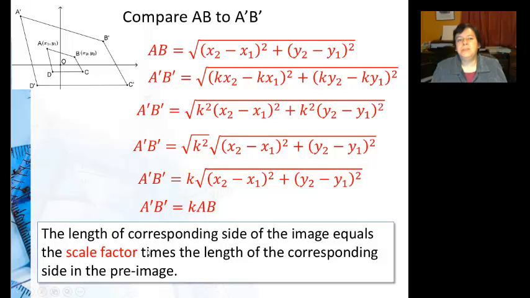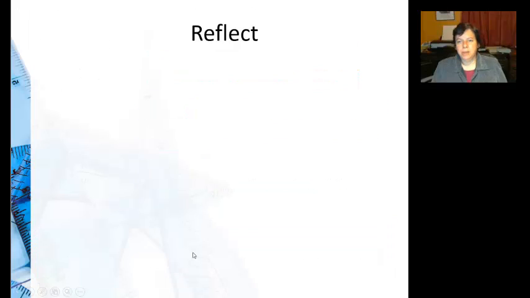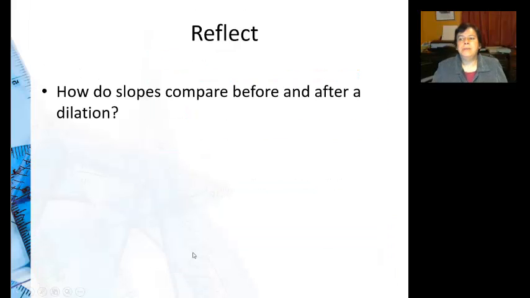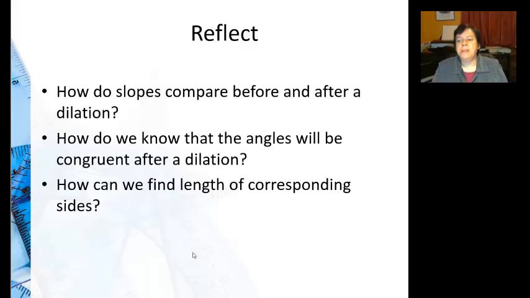So that leads to this general property: the length of corresponding sides of the image equals the scale factor times the length of the corresponding side in the pre-image. For further reflection, how do slopes compare before and after dilation? How do we know that the angles will be congruent after dilation? And finally, how can we find lengths of corresponding sides?